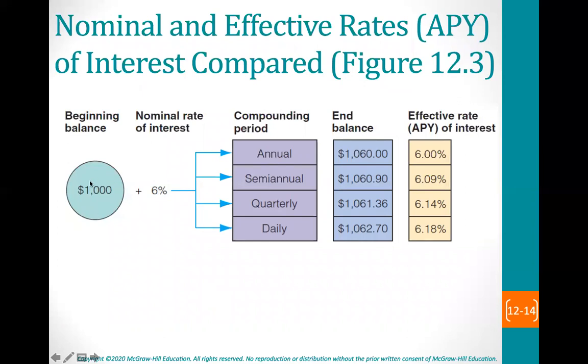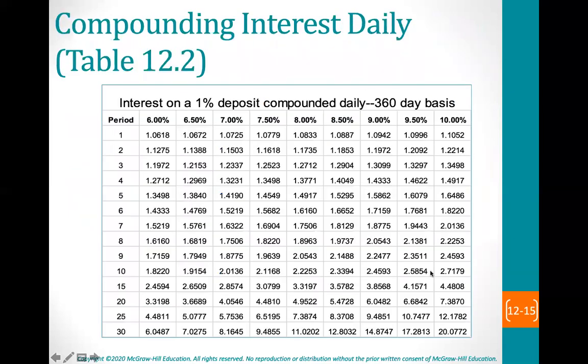If you have a beginning balance of $1,000 with a nominal rate of 6%, compounded annually, semi-annually, quarterly, or daily, your ending balance in 1 year is $1,060, $1,060.90, $1,061.36, and $1,062.70. So your effective, or APY, rate for annually is the same as the stated rate, but you see that the more times you compound in a year, the higher the APY is.